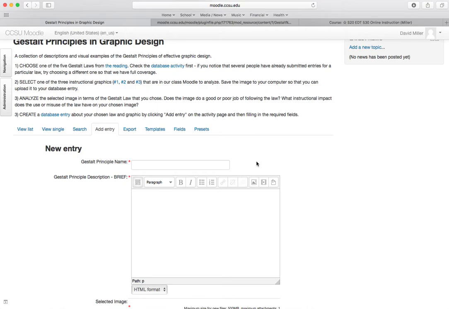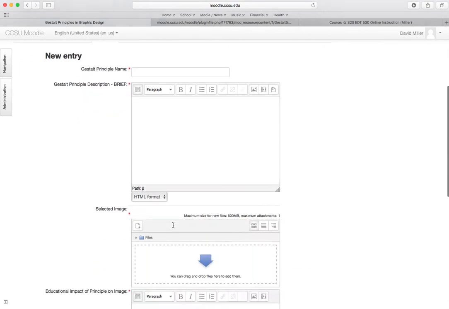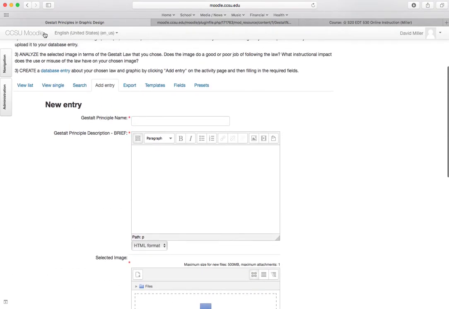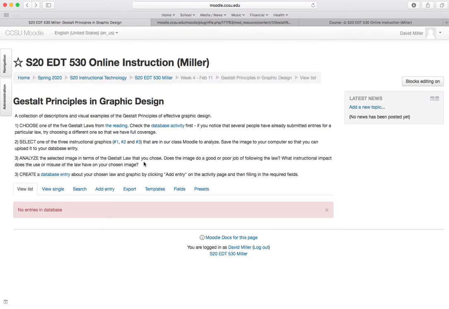So in order to complete this, you've already read the Gestalt reading. Pick a law, pick one of the 3 images, be a teacher and assess that image in the context of the law you chose, and then come here to this activity and create a new entry for the law that you chose and the image you chose. And then what we should see through the week is a list of entries in the database that people can take a look at to see what people said about things as they went.